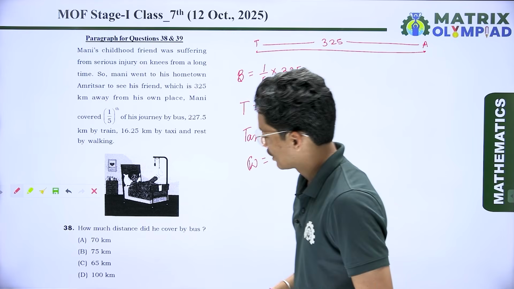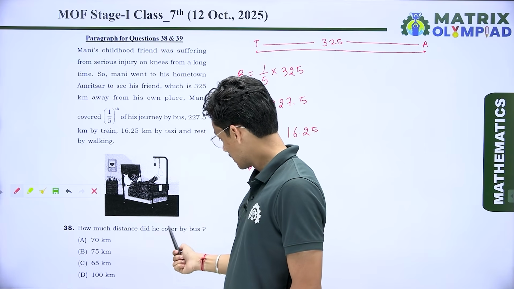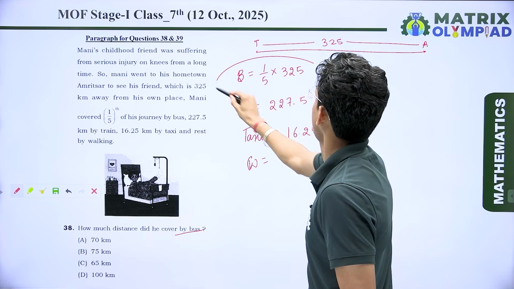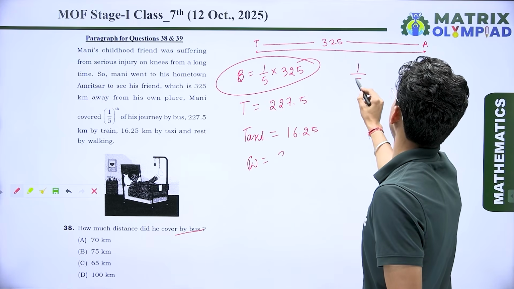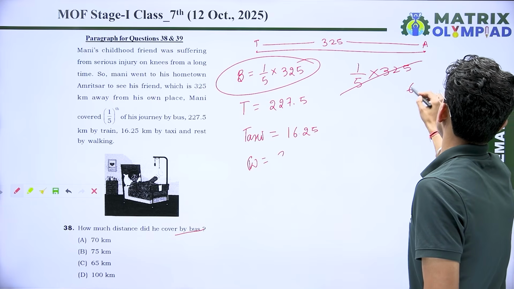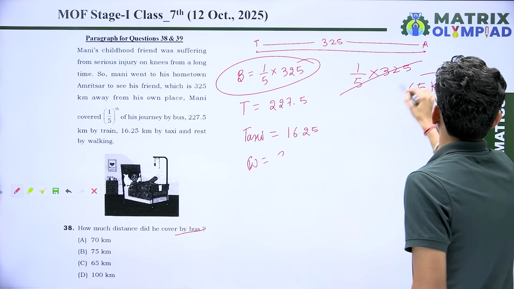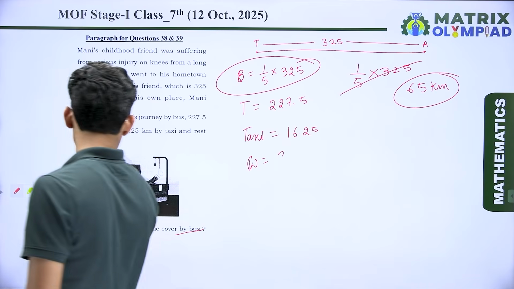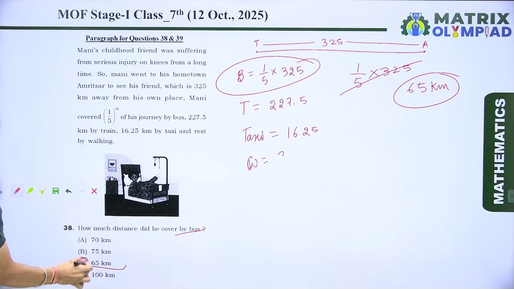Okay, so the question is, how much distance did he cover by bus? By bus he covered 1/5 of the total. So 1/5 multiplied by 325. When I simplify it, we get 65 kilometers. So here 65, it means option C is the correct answer.